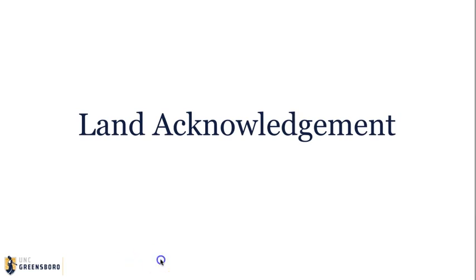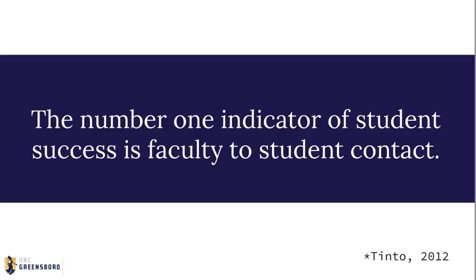To get us started, I need us to think about what makes student success possible. Vincent Tinto is probably one of the most well-known scholars in student success. He, along with George Kuh and Alexander Astin, have argued for a number of years that the number one indicator of student success in the classroom is faculty-to-student contact. And this includes both formal and informal interactions. So when you say hi to a student in the hallway, you can have a significant impact.